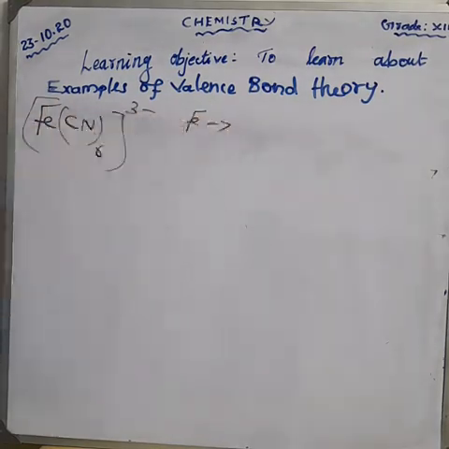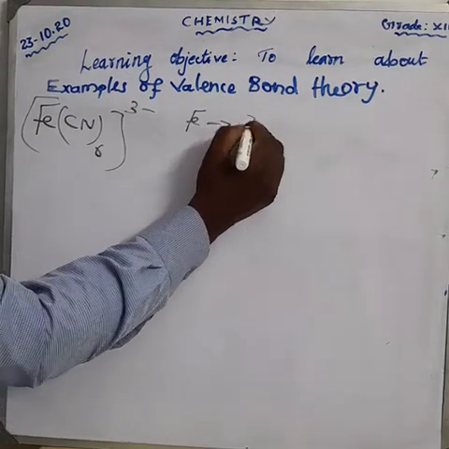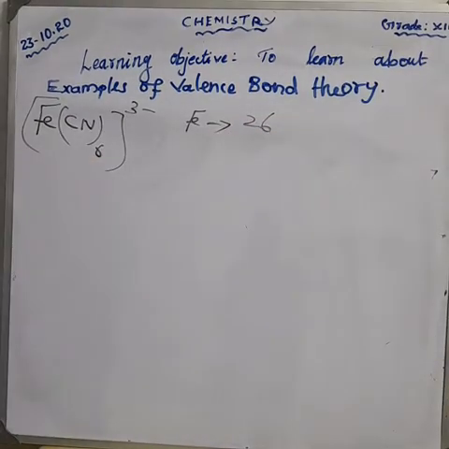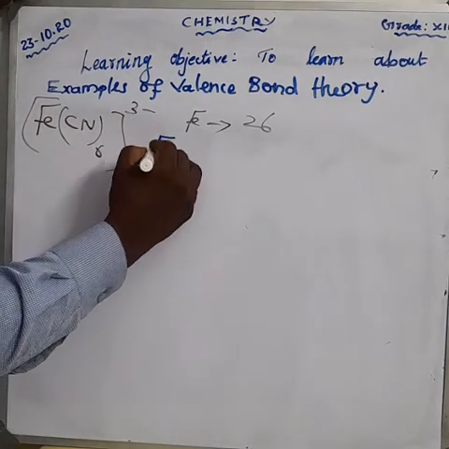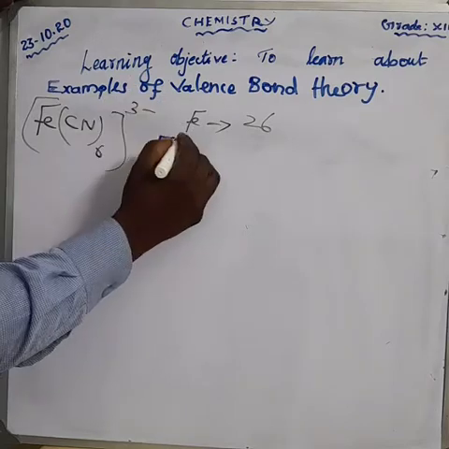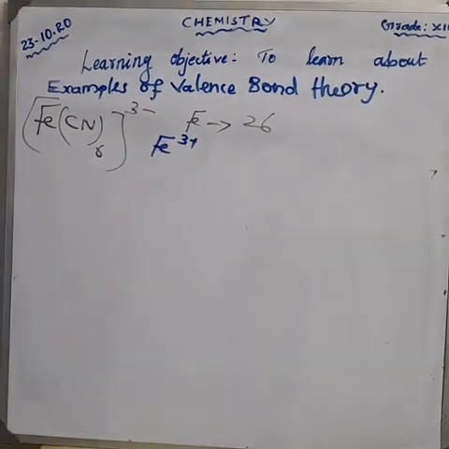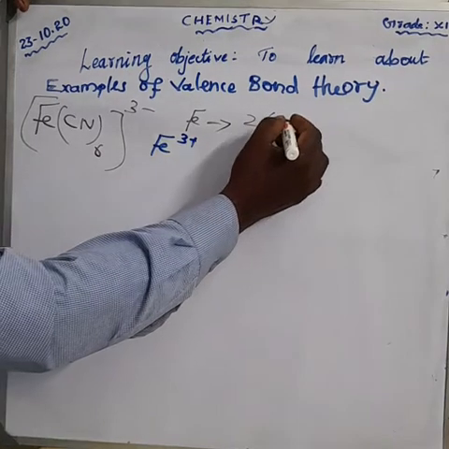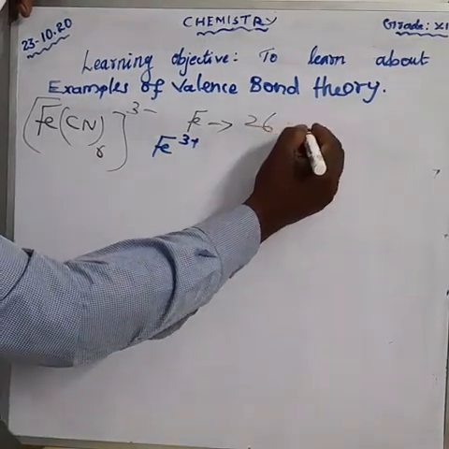What is the atomic number of iron? 26. But here it is 3 plus, because the complex carries 3 minus, so Fe3+. Okay, Fe3+ means loss of 3 electrons. Am I right? Loss of 3 electrons. So the electronic configuration should be written accordingly.